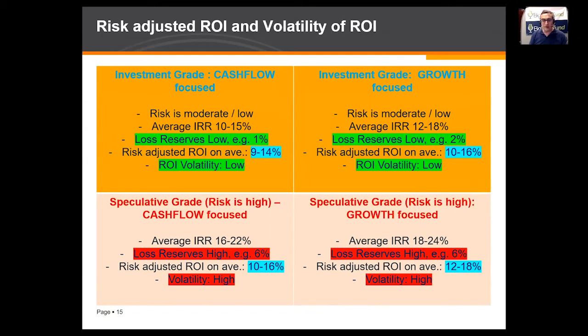The speculative grade growth projects, quadrant 4 projects, have also pretty high loss reserves. I'm not differentiating between quadrant 3 and 4. I'm keeping the loss reserves at 6% because I don't know. There's a lot of risk in both. Hard to say. It might need to be a little higher, but the point is still the same. Your risk-adjusted return needs to come down quite a bit as a result of high loss reserves.